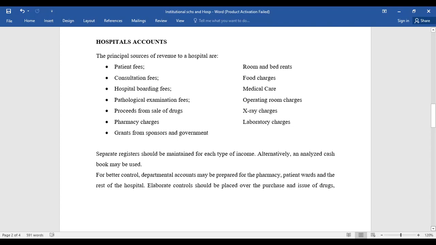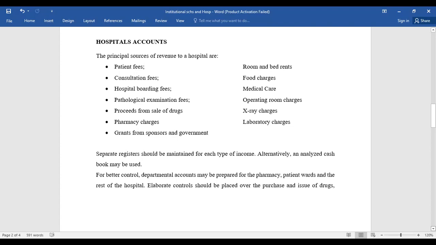Then we have the pharmacy, which is key. So pharmacy will be dispensing the drugs at a cost. The proceeds from the sale of drugs will also be an income generating activity for the hospital. Then we might receive grants from the sponsors, the government, if they are government-run hospitals, level 1, 2, 3, up to 5. We have the room and bed rents for those who are going to overstay.